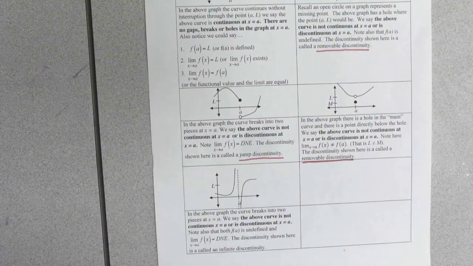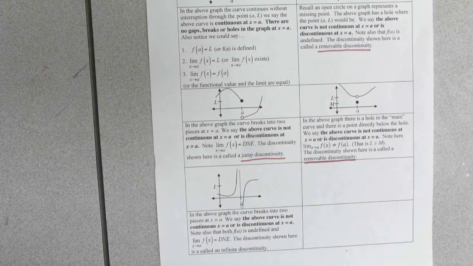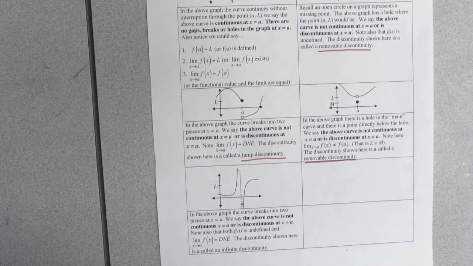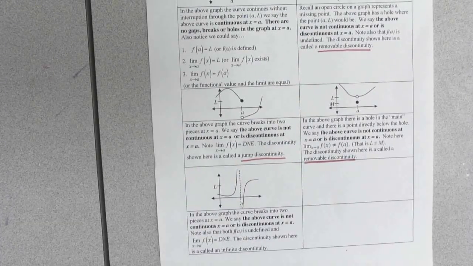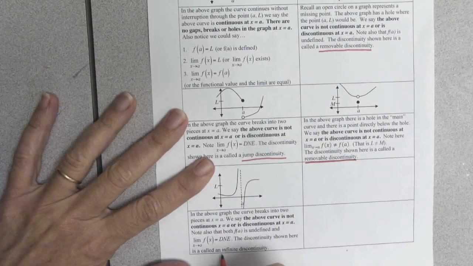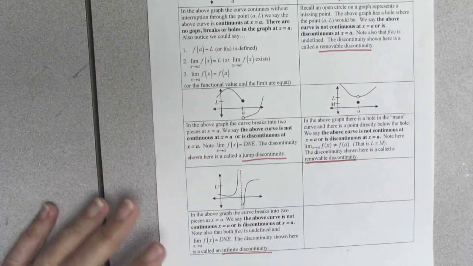In the last graph here, the curve breaks into two pieces at x equals A. We say the curve is not continuous at x equals A, or is discontinuous at x equals A. Note also that f of A is undefined, and the limit as x goes to A of f of x does not exist. The discontinuity here is called an infinite discontinuity.